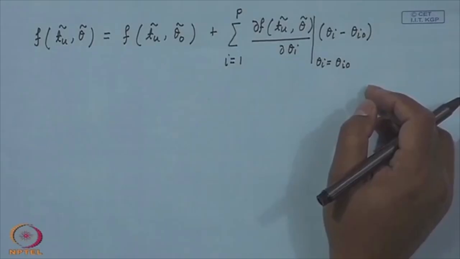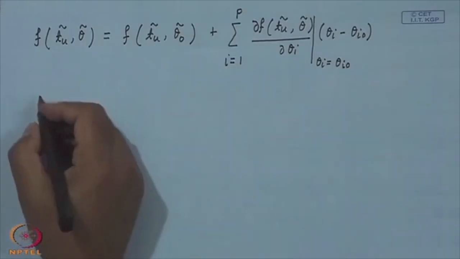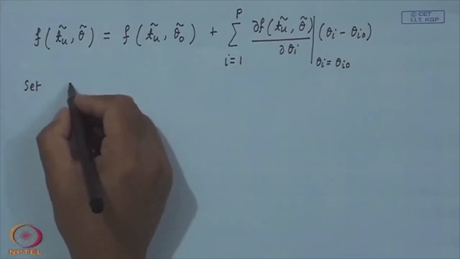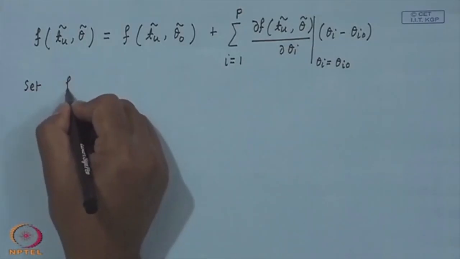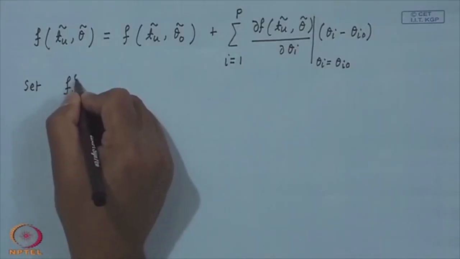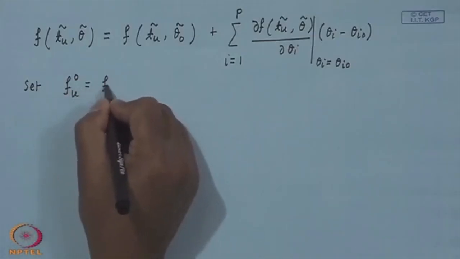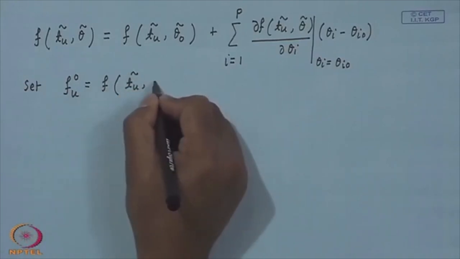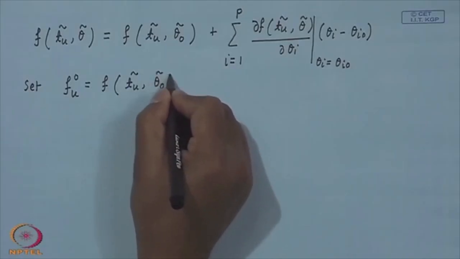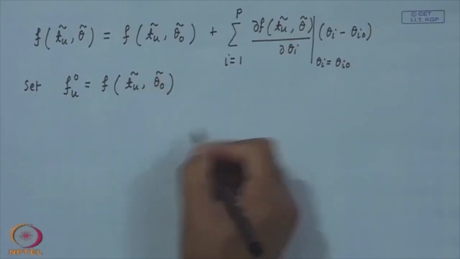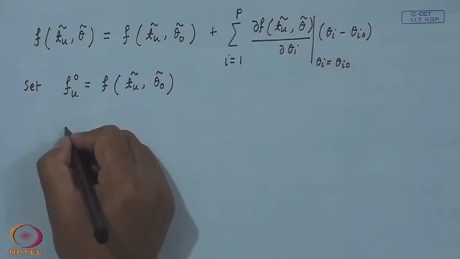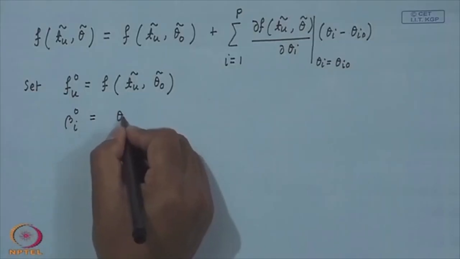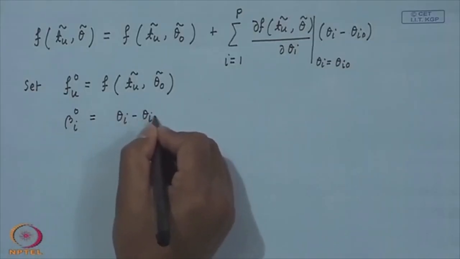Now, let me use some more notations. You set this one as f_u naught, equal to f(t_u, theta naught), and this term we will denote by beta_i naught, which is equal to theta_i minus theta_i naught.